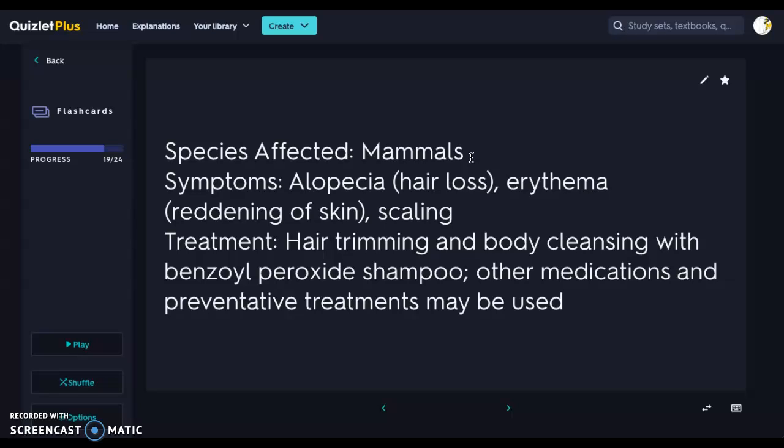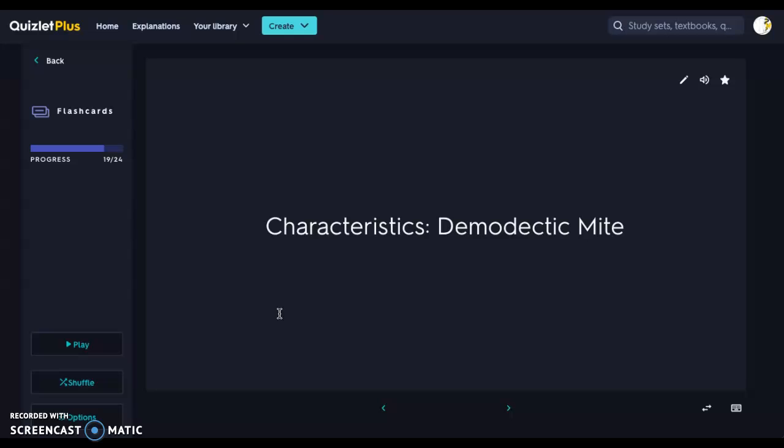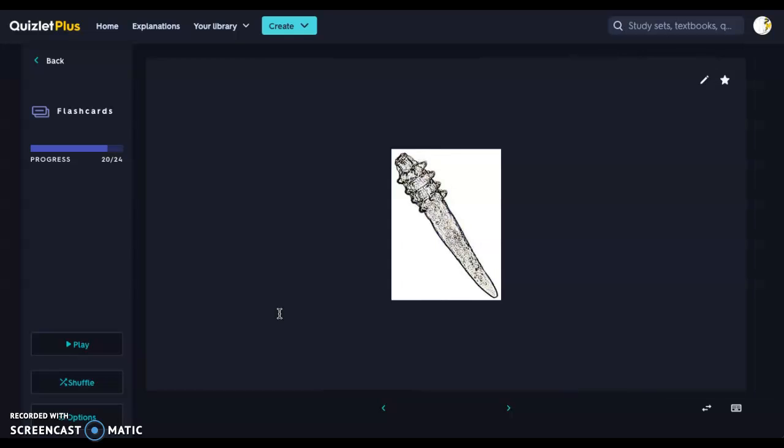Treatment is going to be hair trimming, body cleansing with benzoyl peroxide shampoo, other medications, and also preventative treatments can be used. So again, the key with any parasitic infection is to prevent. So if your animal's not on preventative flea and tick medication and heartworm, you're going to want to look into that because many of those will actually take care of mites as well. And then you don't even have to worry about the animal getting sick or infected.